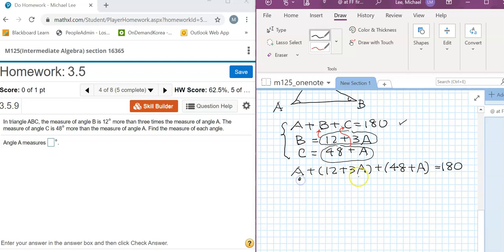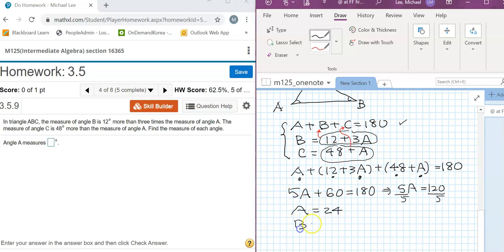So I get A, 3A, and A. How many A? I got 5A plus 12 plus 48 is 60 equal 180. So that gives me 5A equal 120. 180 minus 60. Divide by 5 both sides. That gives me A equal 24.